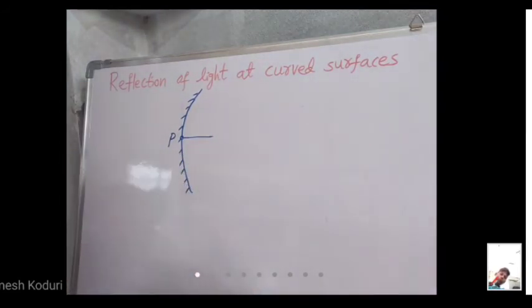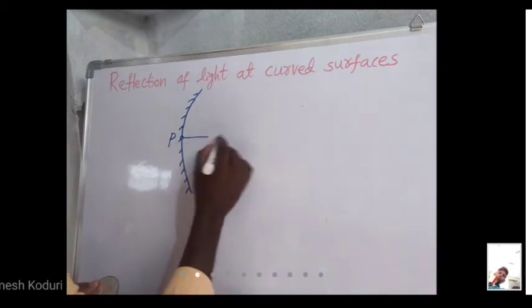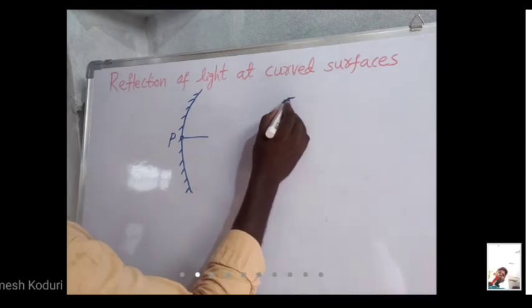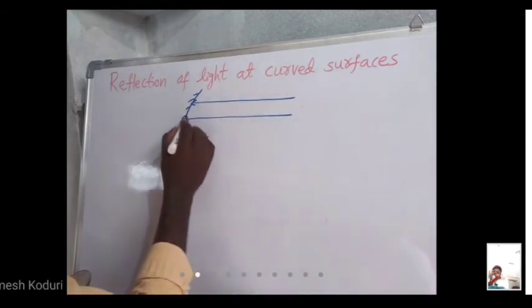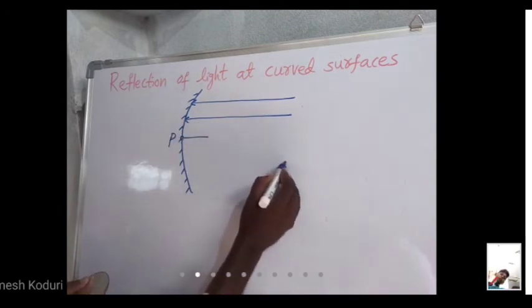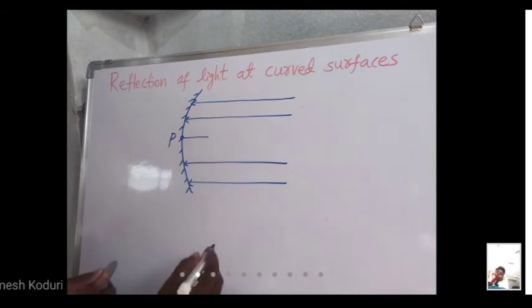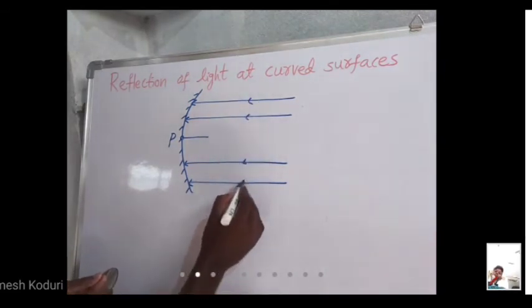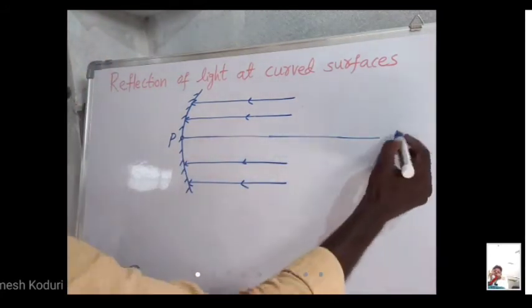Suppose there is a parallel beam of light or parallel rays. Light rays coming from the source are parallel because the source is very far. This type of light rays is called a beam of parallel light. These are incident light rays. The source is very far, or at infinity.